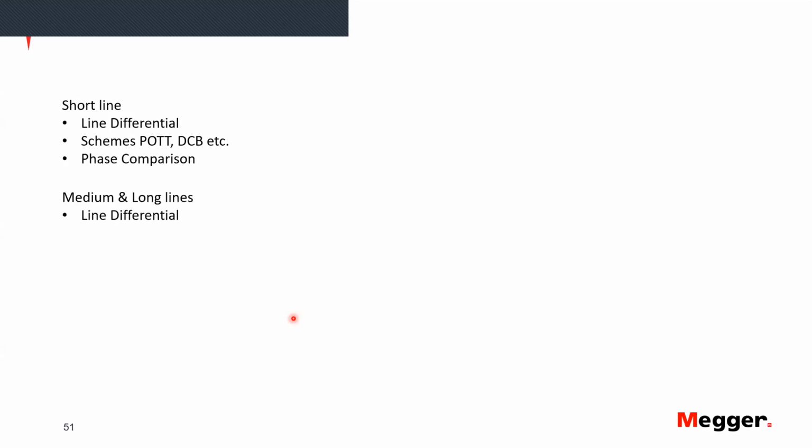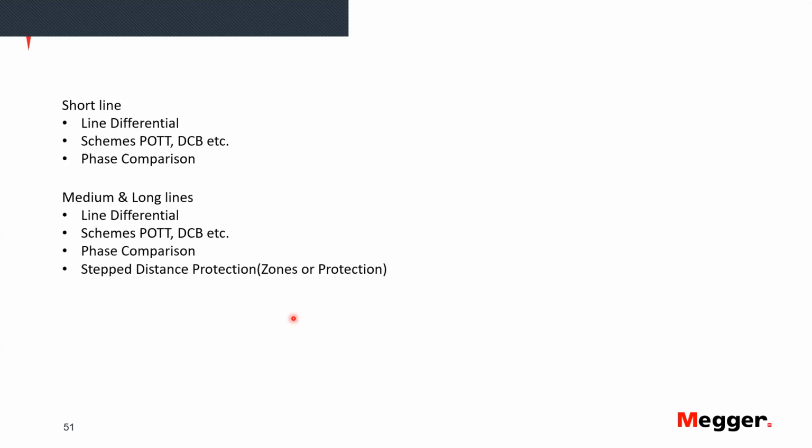I have prepared a small slide here with what is recommended when you have a short line. It's recommended to use line differential schemes, not stepped distance protection alone, or phase comparison schemes. For medium and long lines, you can use all of the above, and you can also use stepped distance protection, or zones of protection, as we have discussed.